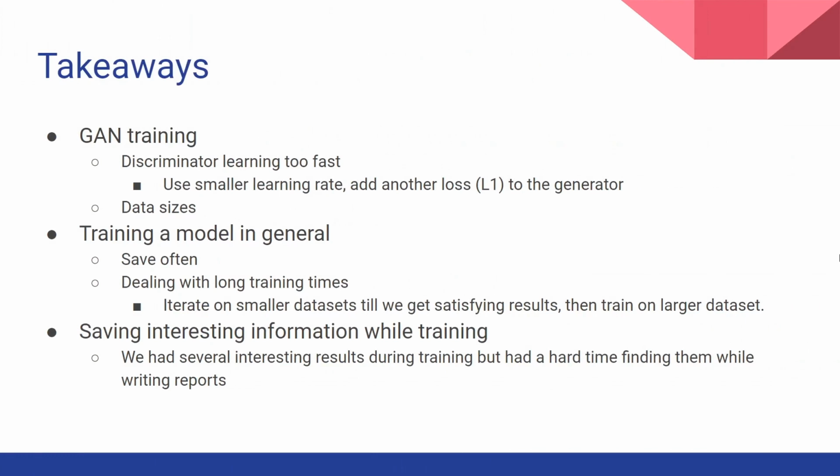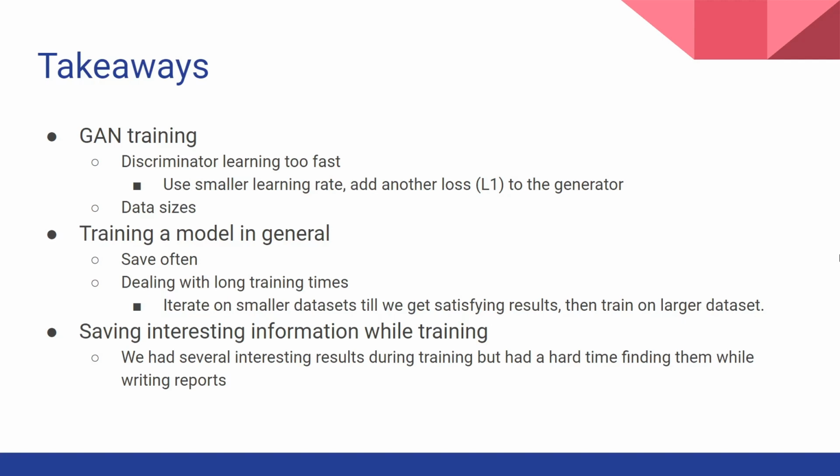So here are some of our takeaways from designing and developing a GAN. While training, we found that the discriminator can learn too fast. This causes the generator to fall far behind instead of making the generator compete with the discriminator. We mitigated this by using smaller learning rates and adding another loss to the generator.